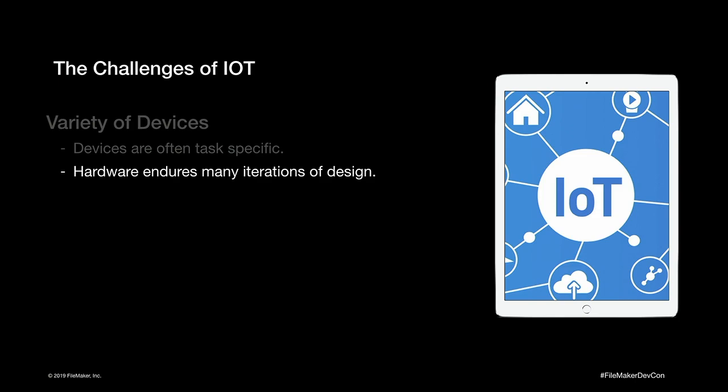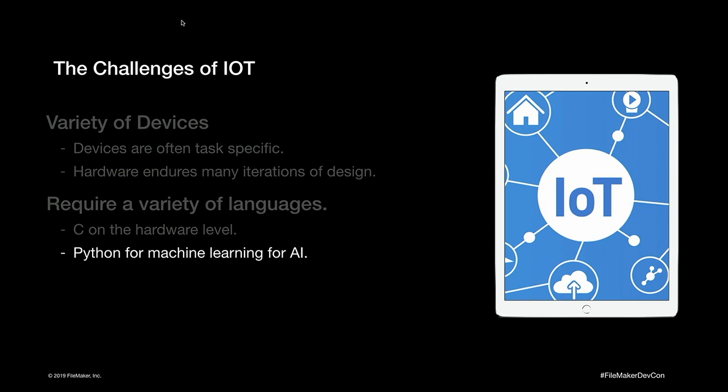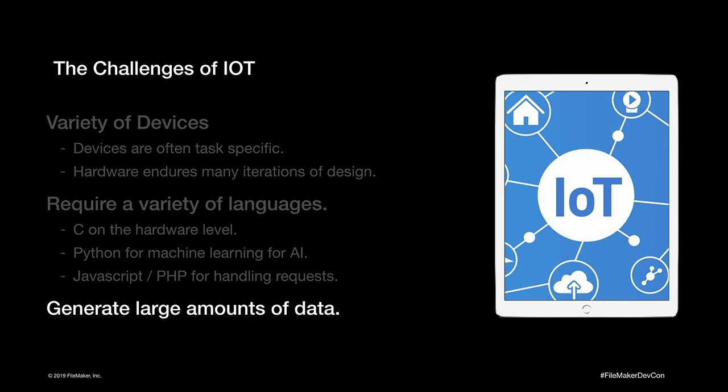Working with IoT means working with many different languages. Each language performs a specific function within the overall IoT infrastructure. C is common on the hardware level for embedded software on the device itself. Python might be employed to process incoming data at scale. And web languages like JavaScript or PHP might be used to handle the request between the devices and their collection point. Most importantly, IoT devices generate a large amount of data.